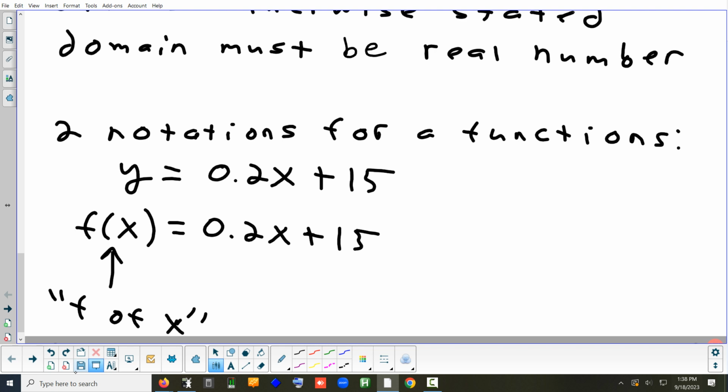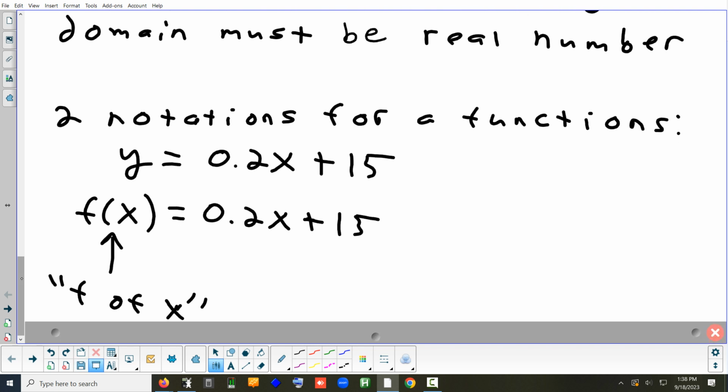It's the same thing. It just means I have a formula, and the variable in my formula is x, and then here's my formula. That's what f of x means. We have a formula, and the variable is x. We'll see both notations throughout the year. On the graphing calculator, it's always y equals. That's how it works. Any questions on that?